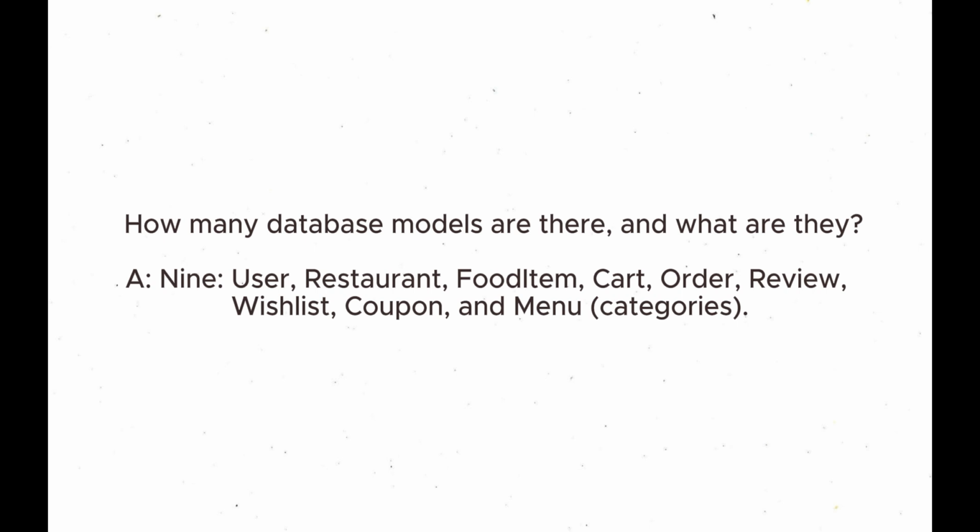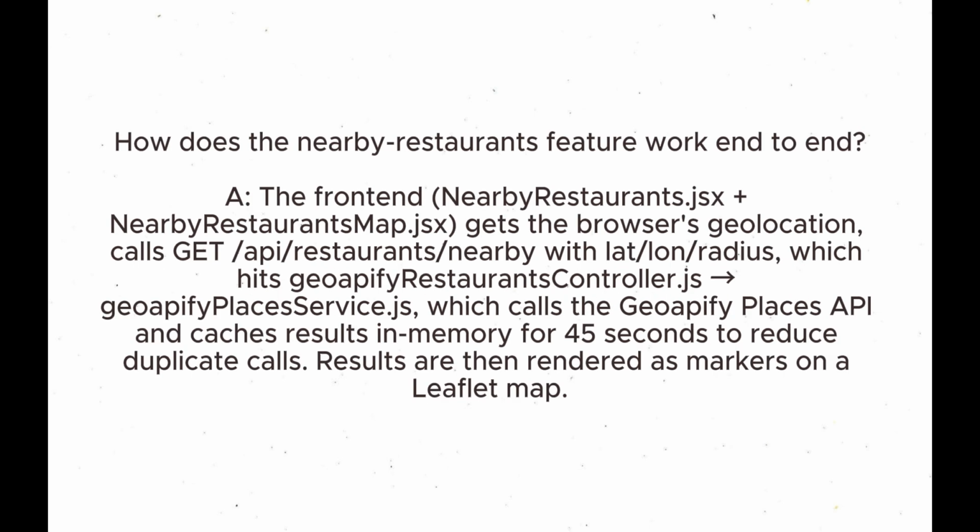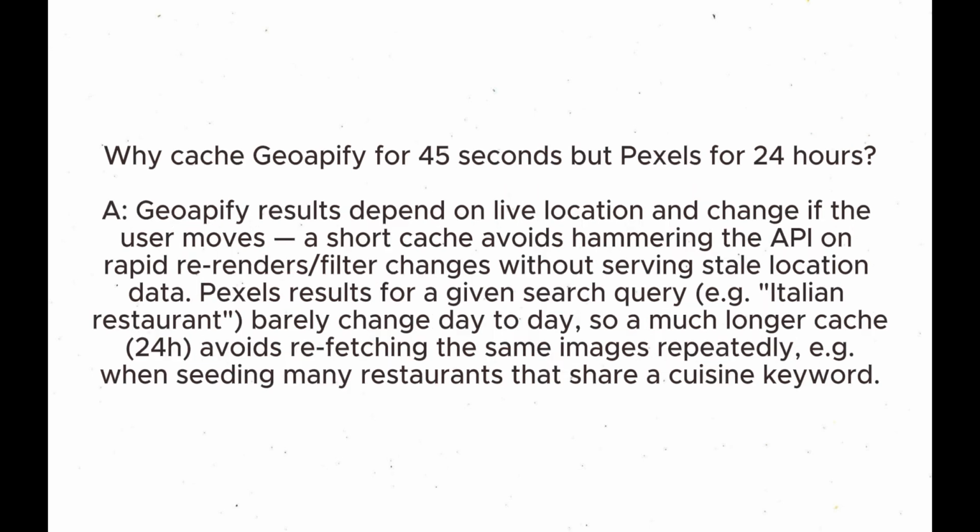Then we have another question: how many database models are there and what are they? There are 9 in total: user, restaurant, food item, cart, order, review, wishlist, coupon, and menu categories. Next question, how does the nearby restaurant feature work end to end? On the front end, NearbyRestaurantsMap.jsx gets the browser's geolocation, and it uses two tools, Geoapify and Leaflet, which scan the places near your location and give the nearby food restaurants.